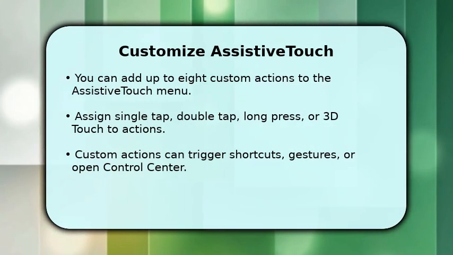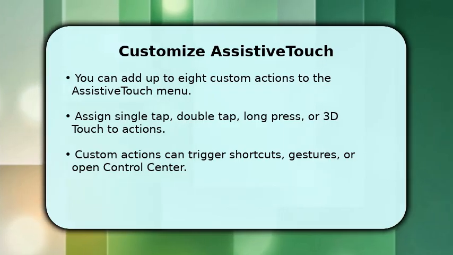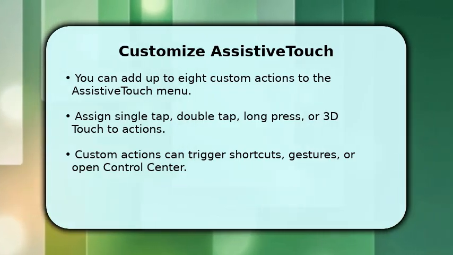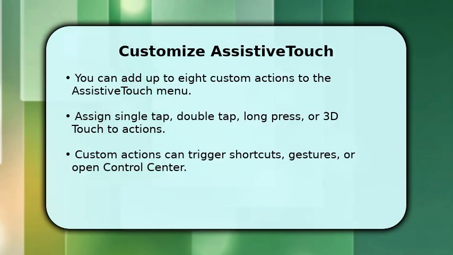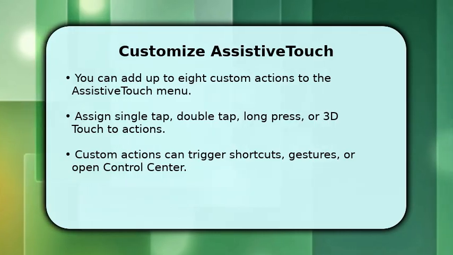You can add up to 8 custom actions to the Assistive Touch menu. Open Settings, select Accessibility, then Assistive Touch to customize menu items. Assign single tap, double tap, long press, or 3D touch to actions you use most.